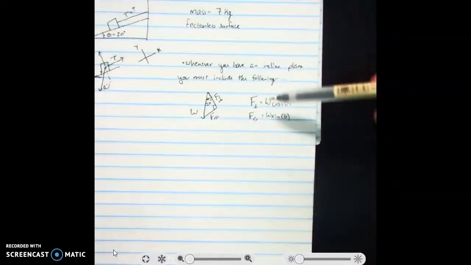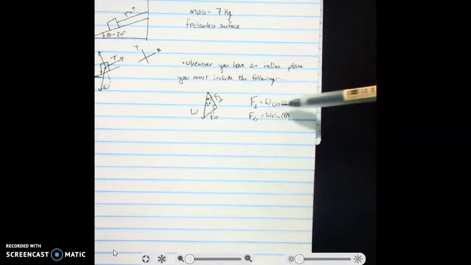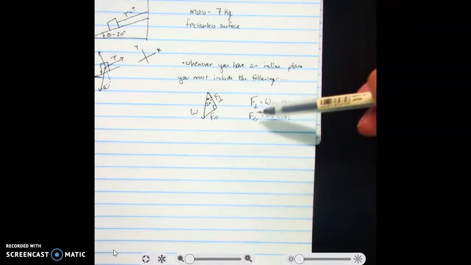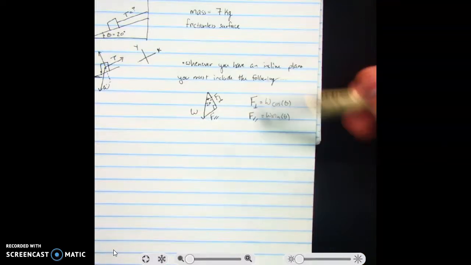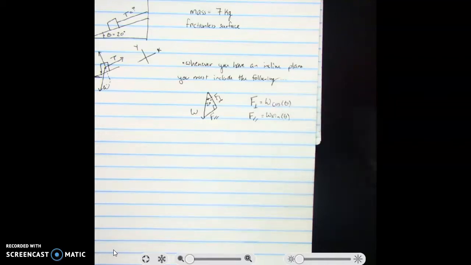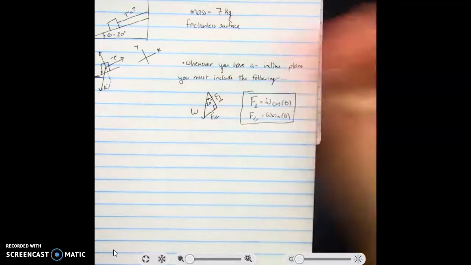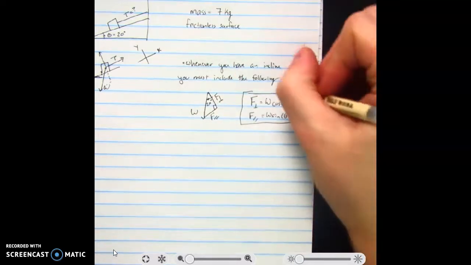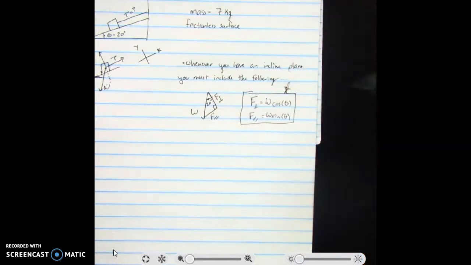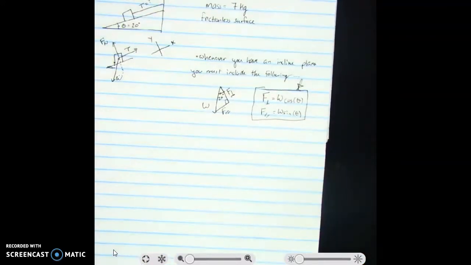These two equations, force perpendicular equals weight cosine theta, and force parallel equals weight sine theta, these two equations are an always. I would definitely have these things written down. I'll even star it, so it's even more important. These are an always situation. These ones never change. These equations are always this.